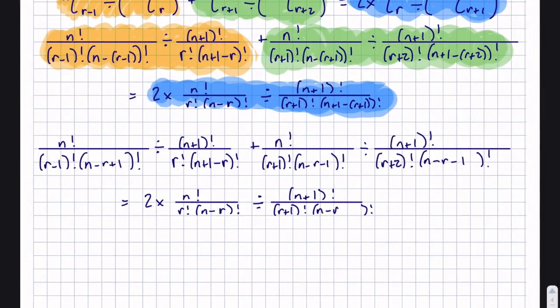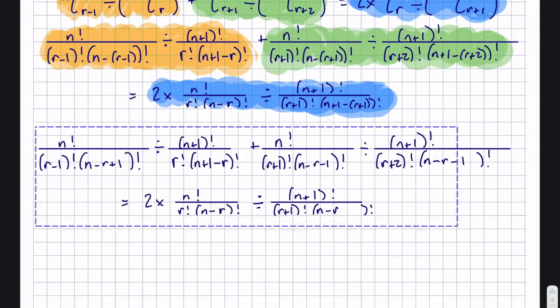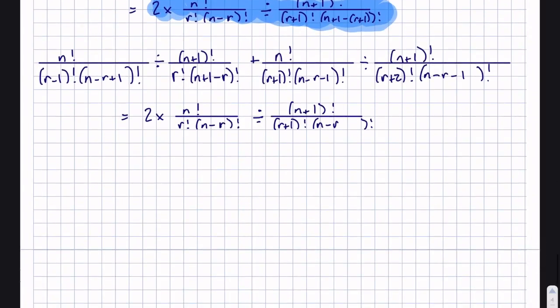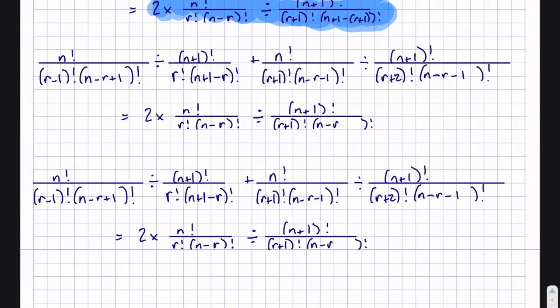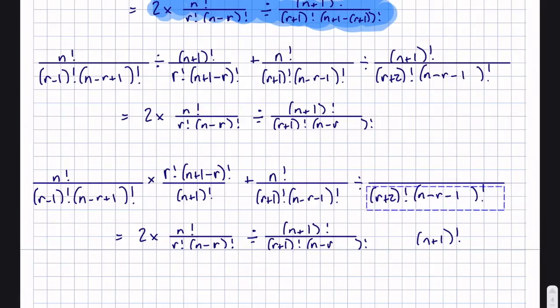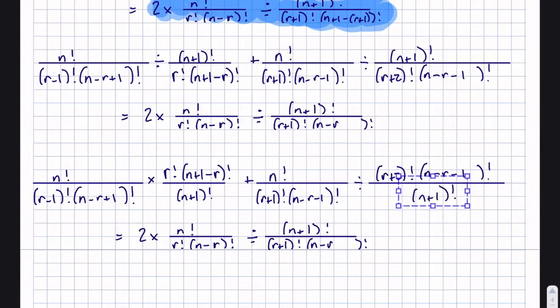Okay. Now I'm going to essentially rewrite this thing again, but with times instead of divides. You know, keep flip change. Times, so this one's going to go upside down. So I've got this going above this. Same with this. I did the flip, but I didn't do the change. And same with this one, keep flip change.